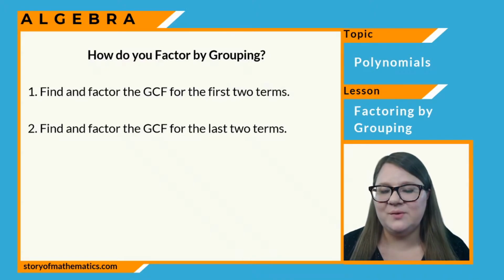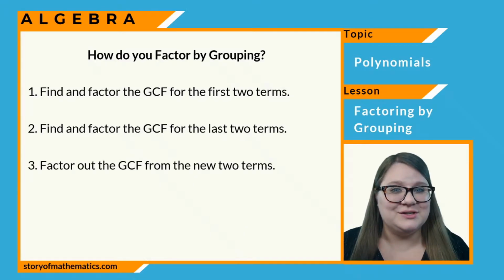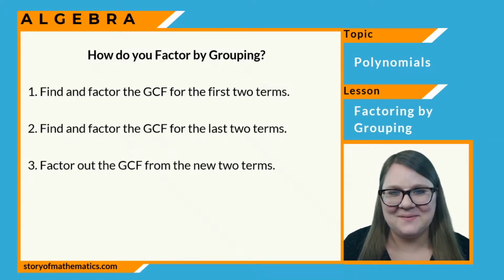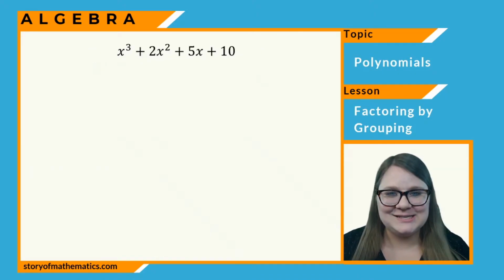This is going to leave you with a situation where you now have a greatest common factor for the new two terms, which you can also pull out. So the greatest common factor is super duper important for factoring by grouping. Let's take a look at this example.